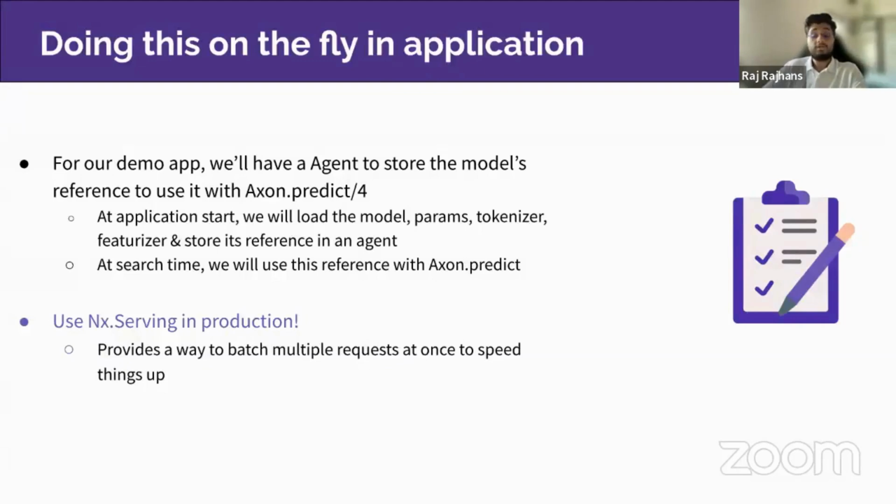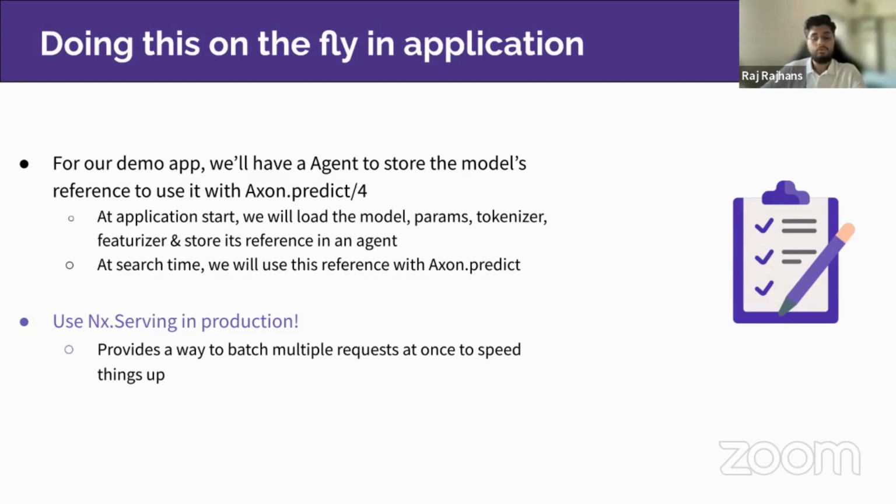Okay, so now that we know how to get vectors out of images and text, but as you saw, loading the model takes some time, right? It doesn't make sense to load the model every time we want to run inference in a production app. For our demo app, we are simply going to load it once at application start and store it as a reference in an agent. But for production grade apps, one should use Nx.Serving, which provides a way to batch multiple requests coming in for inference, and it really speeds things up.